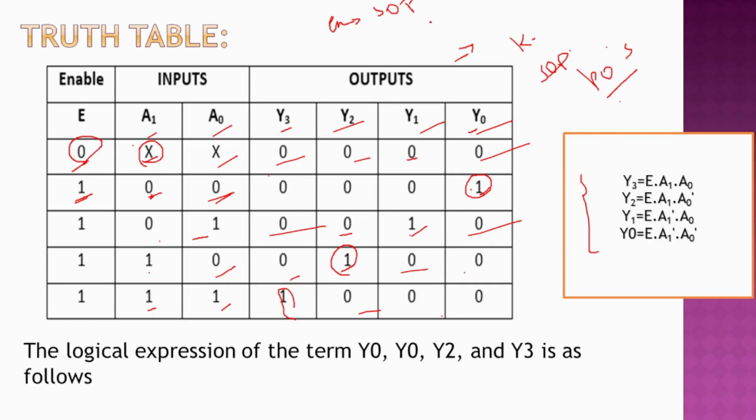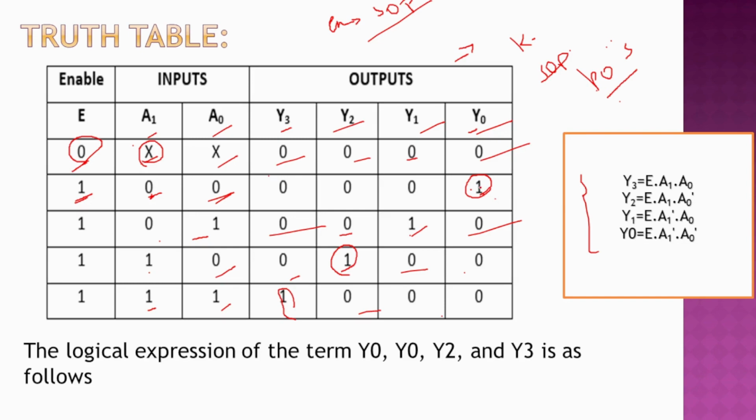Usually decoder is opposite to encoder. That's why in encoder we use sum of product method to write an equation. In decoder you need to use product of sum method to write the equation. First of all, write down the equation for y0.